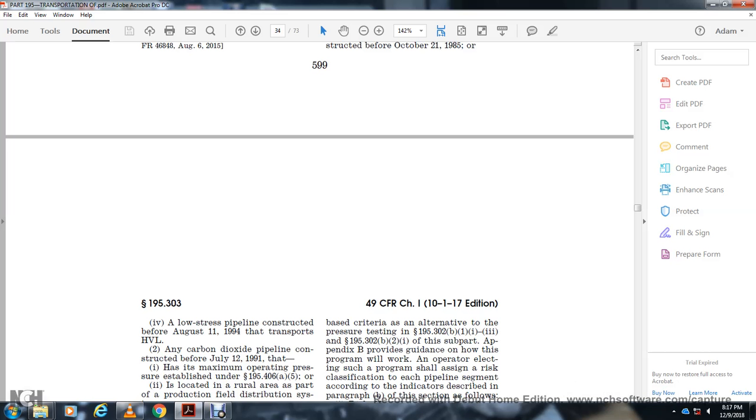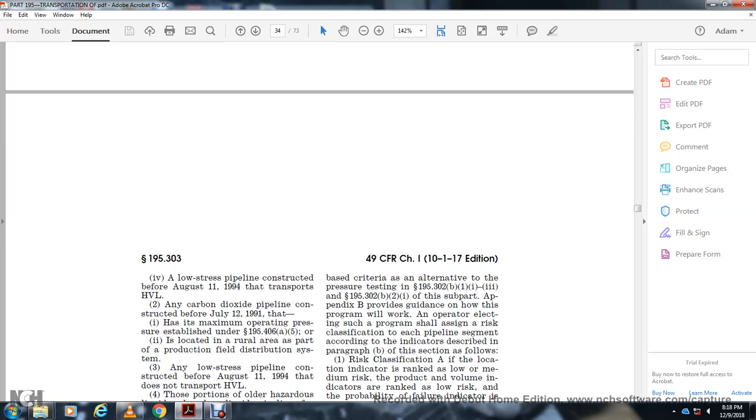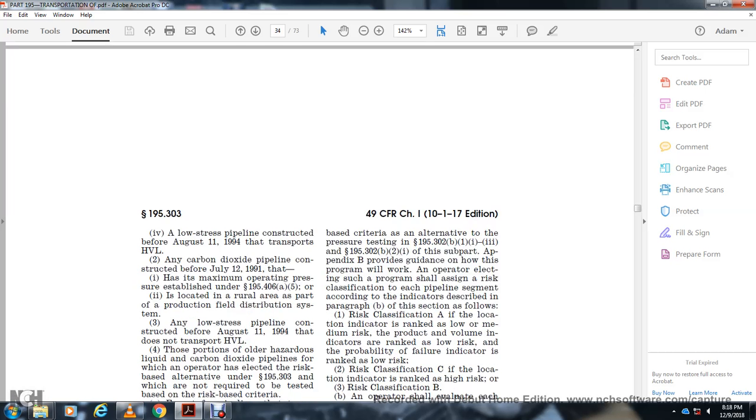Any carbon dioxide pipeline constructed before July 12th, 1991, with the maximum operating pressure established under 195.406(a)(5), located in a rural area, part of a production field or distribution system. A low stress pipeline constructed before August 1st, 1994, that does not transport highly volatile liquids.